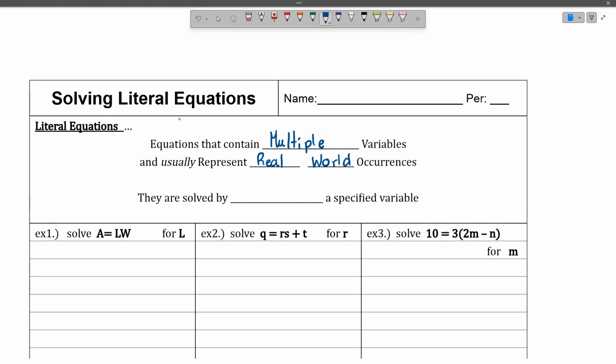So, for example, if you've been in science class, you might be familiar with distance equals rate times time. That is a literal equation. It's an equation made of multiple variables and represents a real world occurrence. I say usually because sometimes it doesn't, but for the most part, there it is.